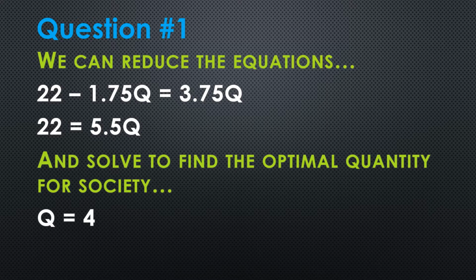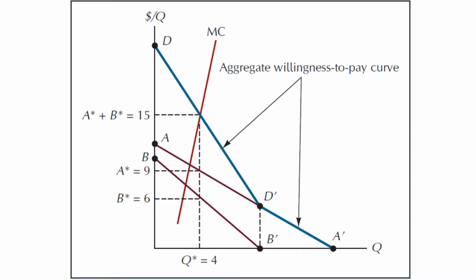And from there, we can solve to find the optimal quantity for society, which is Q equals 4. So Q equals 4 would be the optimally produced quantity for society. This does not mean it's where we end up, but this would be the optimal amount if we could get there. When we look back at our graph, this is exactly what we show. We have the societally optimal outcome being at a quantity of 4.